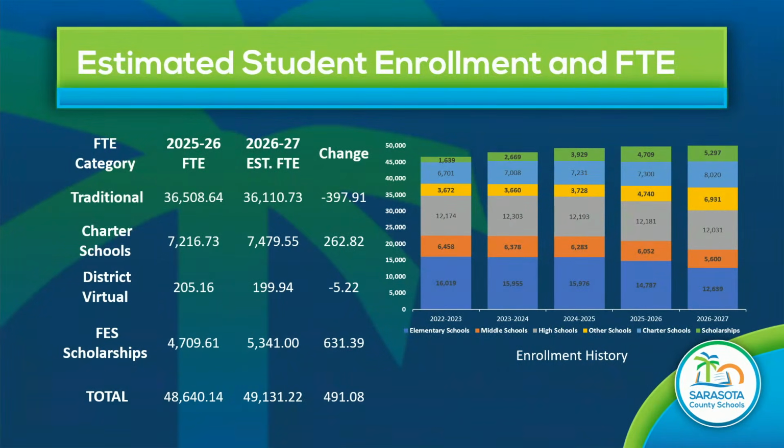Our FES scholarship participation will rise from 4,709 to 5,341. Now that number is determined by the DOE. We can't change it. It is what it is. Will it end up being that? That will be foreseen as we monitor that throughout the year. So while there is an overall increase to student enrollment in FTE for the entire district of 491 students, I want to be very clear that is not an increase to the district side, the district managed side of things.